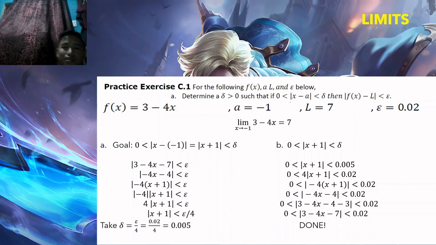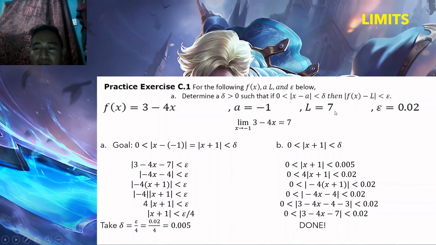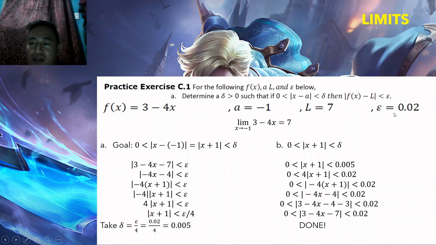Okay class, practice exercise. For the following f of x, a, L, and epsilon below, determine the delta greater than 0 such that it follows the definition of limit from earlier. f of x is equal to 3 minus 4x, a is equal to negative 1, L is equal to 7, and epsilon is equal to 0.02. So this is the form of the limit: x approaches a, so as x approaches negative 1, f of x, 3 minus 4x, is equal to L, so L is 7. This is the form of the limit.